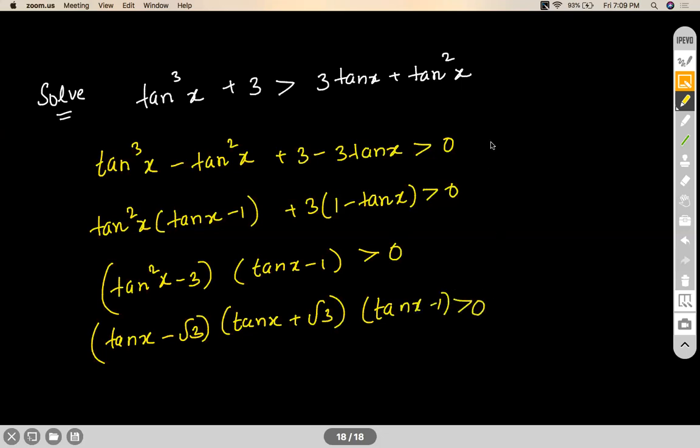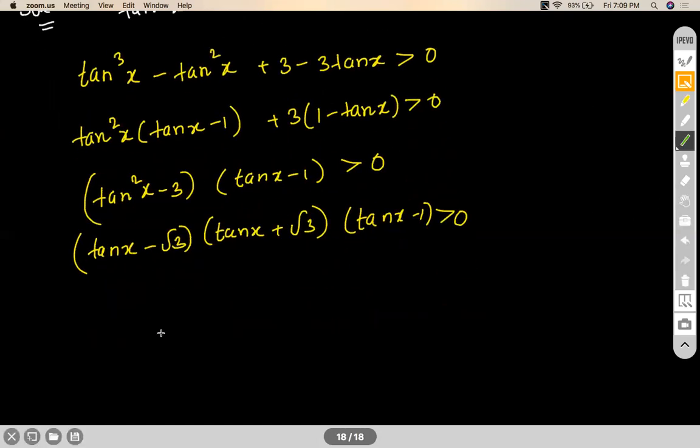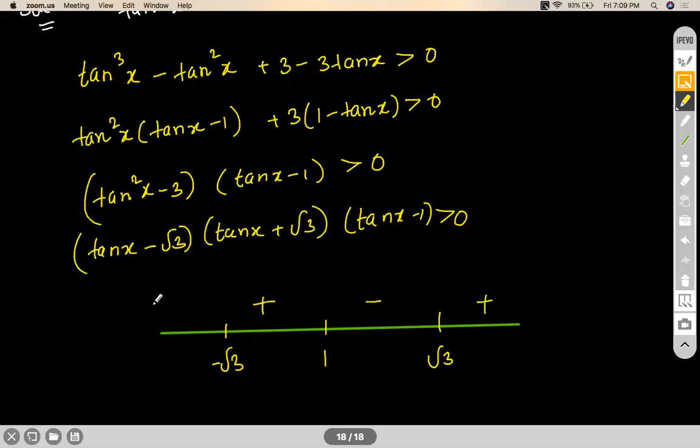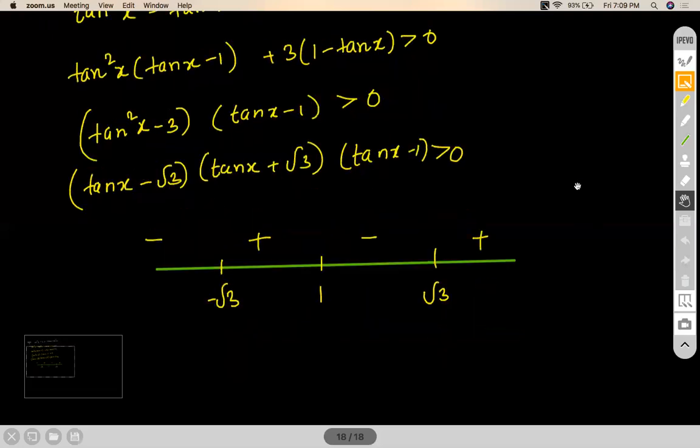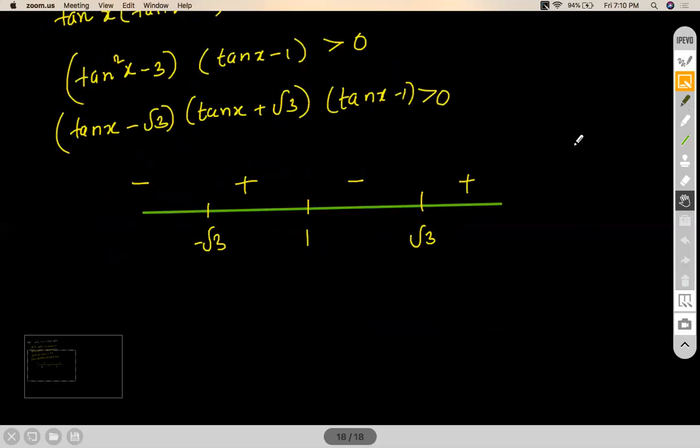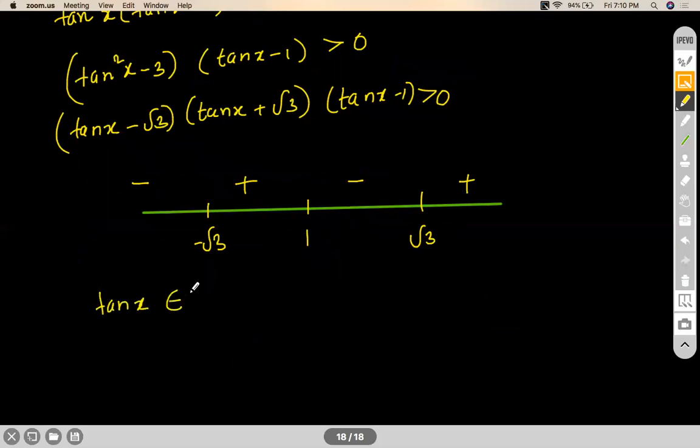Now we can use our wavy curve here as well. Remember, I'm drawing the wavy curve for tan x. So positive means your tan x can lie between minus root 3 to 1, union root 3 to infinity.